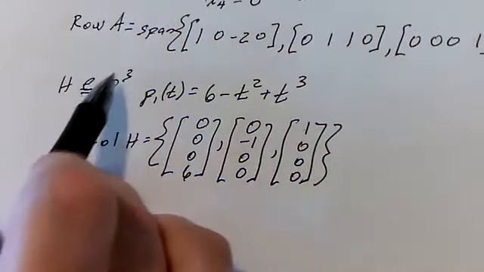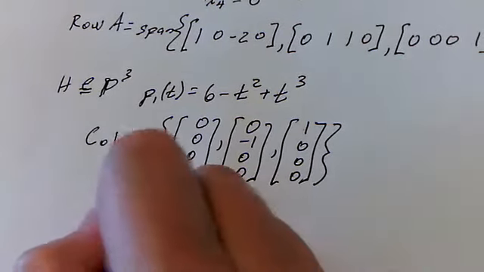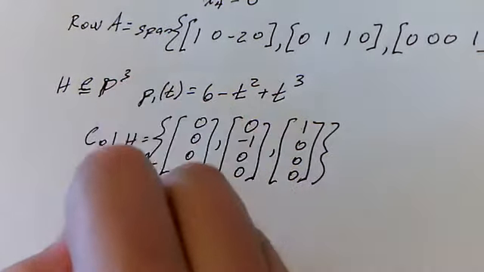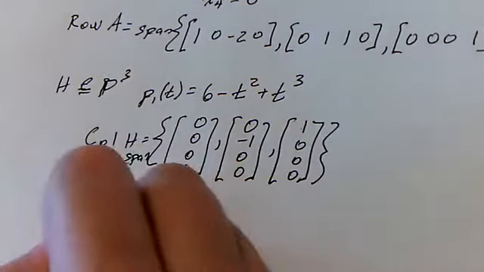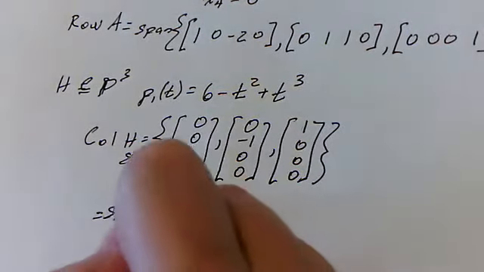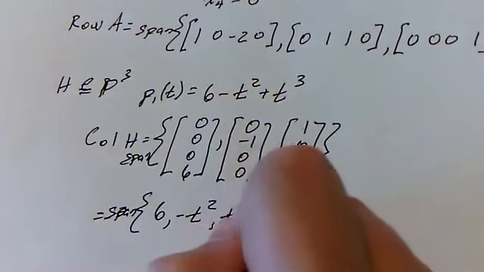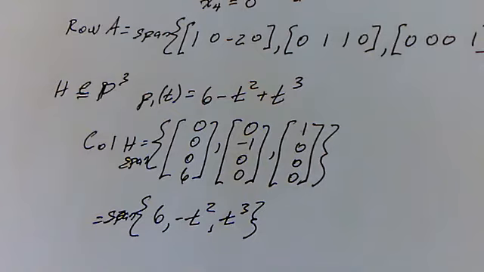Remember R4 because it's P3. But you could also do this with, and this should say span here, sorry, it's the span of those vectors with the pieces. So I've got 6, I've got -t squared, and I've got t cubed. That's going to correspond to my column space.